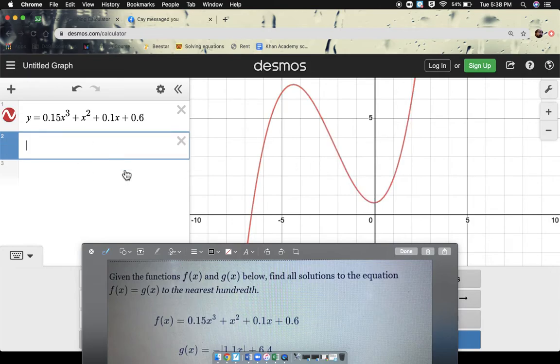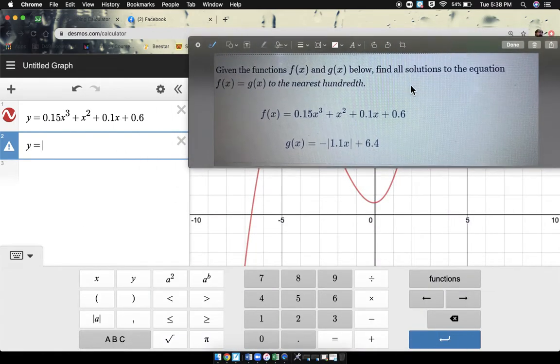Now we want to do the other one. So we have y is equal to, and let me get this over here so I can still see it and also be able to use my values here. And I want to do an absolute value function.